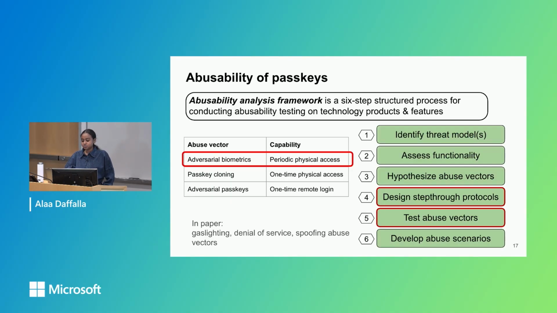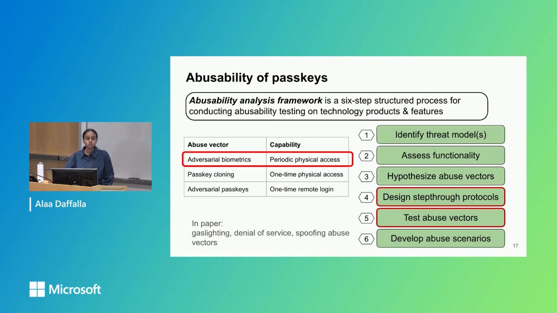And the last abuse vector I'll talk about today is adversarial biometrics. And it is when an attacker adds their biometrics to a victim's device to obtain persistent access to the device, even if the password changes. This has been documented in prior work, but for passkeys, the difference is that adding an adversarial biometric grants ongoing access to all passkey protected accounts on the device.